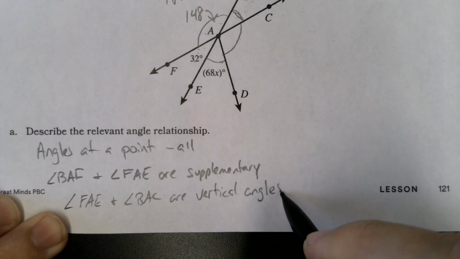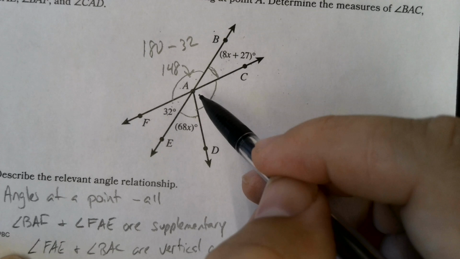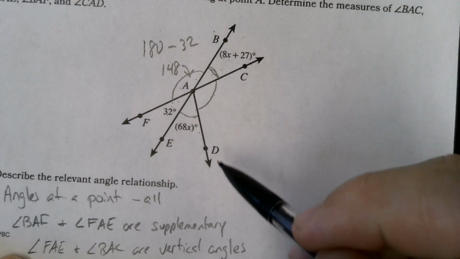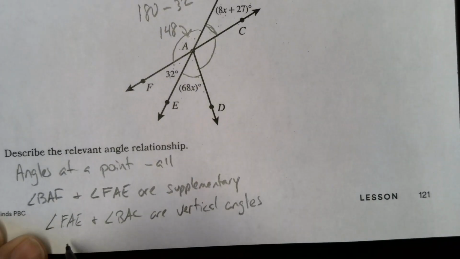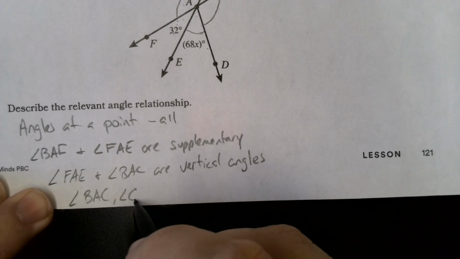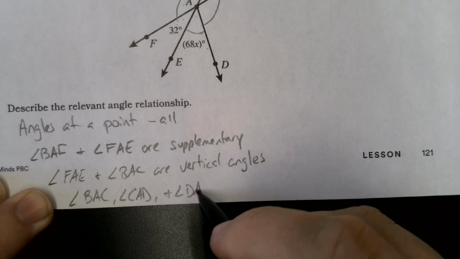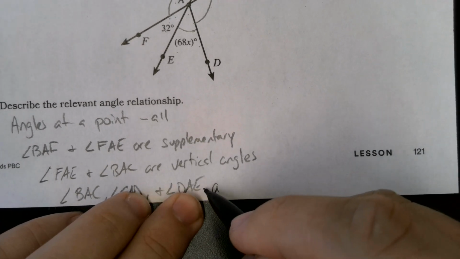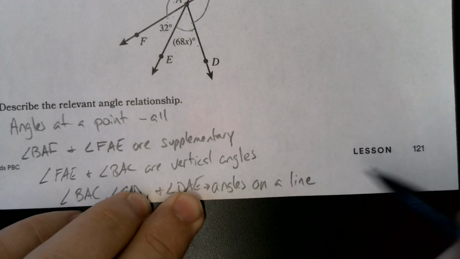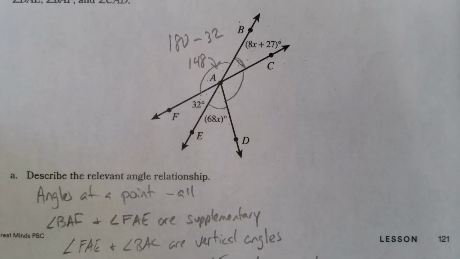angles. And then I could say that I have BAC, CAD, and DAE. Those are angles on a line. Angle BAC, angle CAD, and angle DAE are angles on a line. There's a lot to dig through there with all of those different kinds of angles.